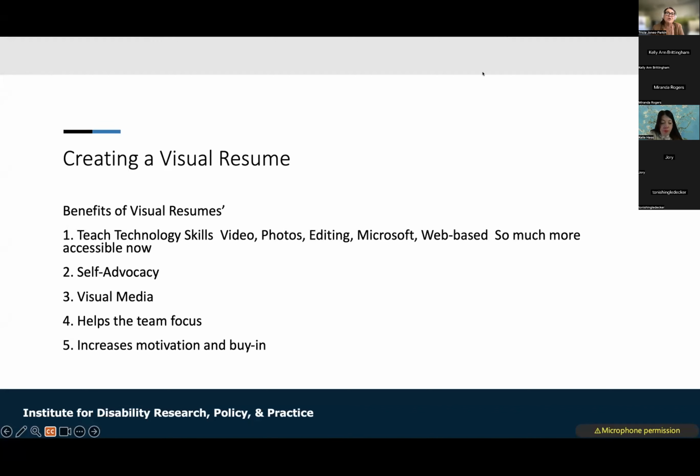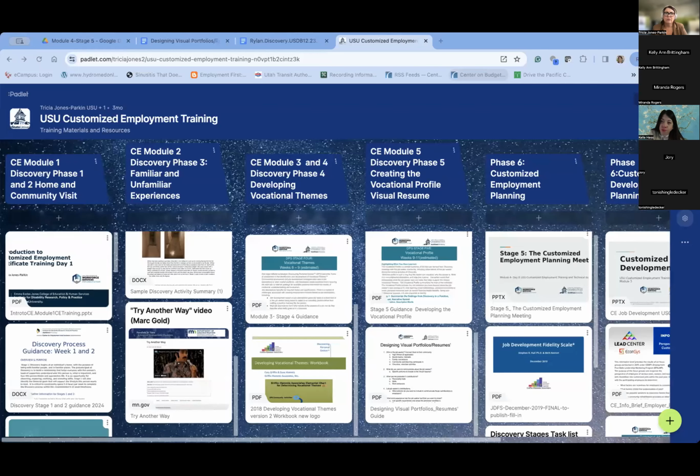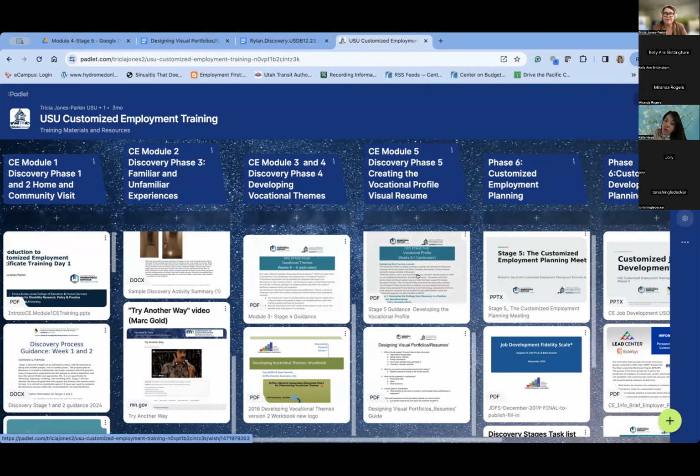Okay. So after you get the profile portion of the staging record of the process done, then we move into the visual resume. And before we jump into this, I do want to show you in the Padlet where you've got your resources.